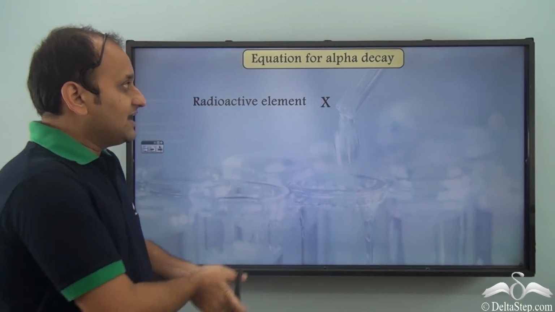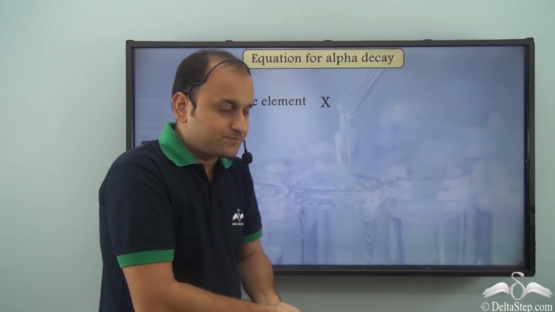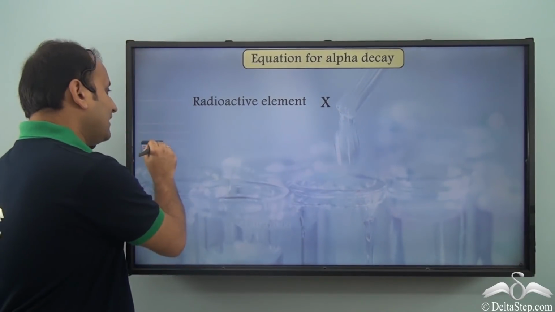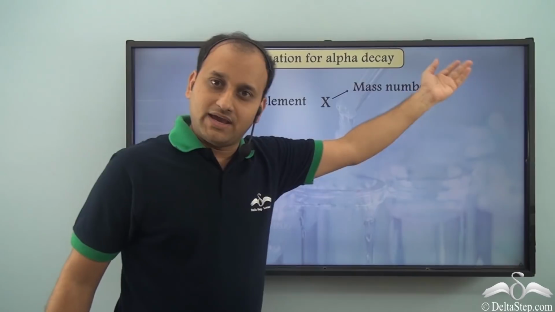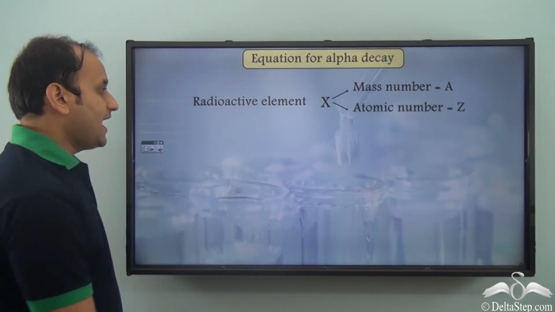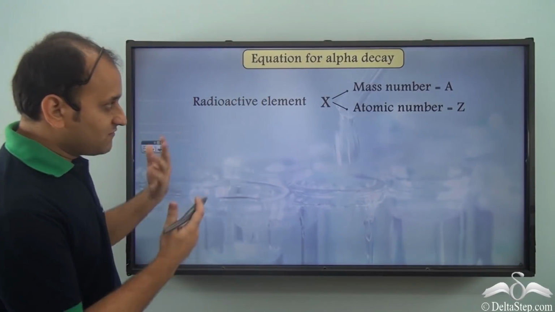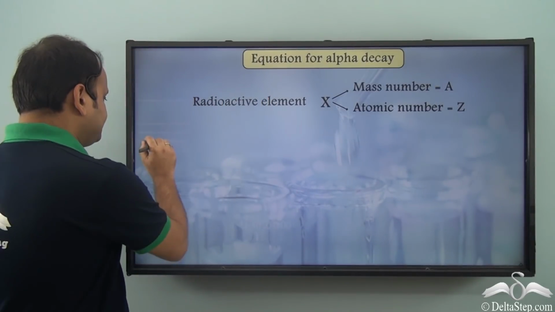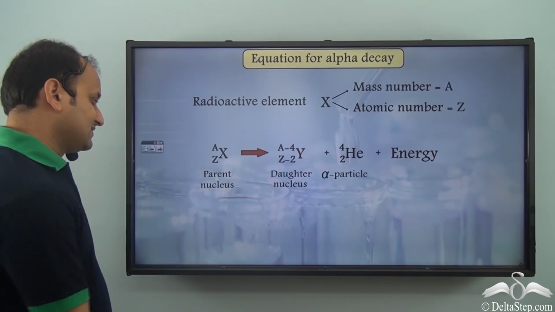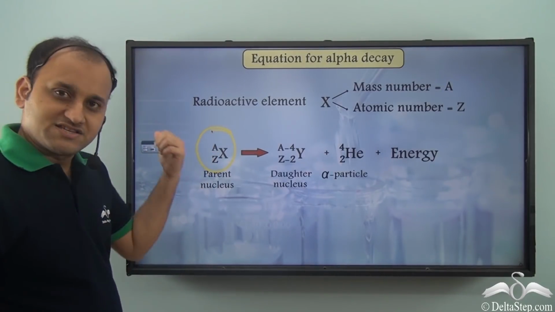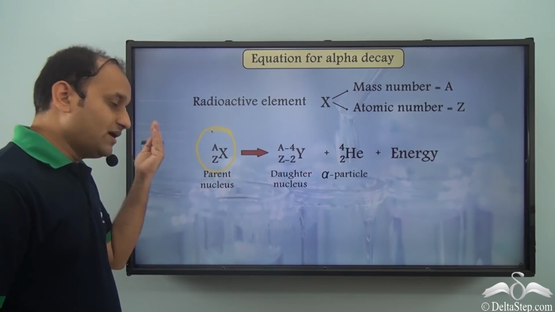Now let's understand the equation of alpha decay. So we have a radioactive element X. Now it has a mass number A and atomic number Z. So what will be the equation for alpha decay? We can write it as this. So this is the parent nucleus with mass number A and atomic number Z.